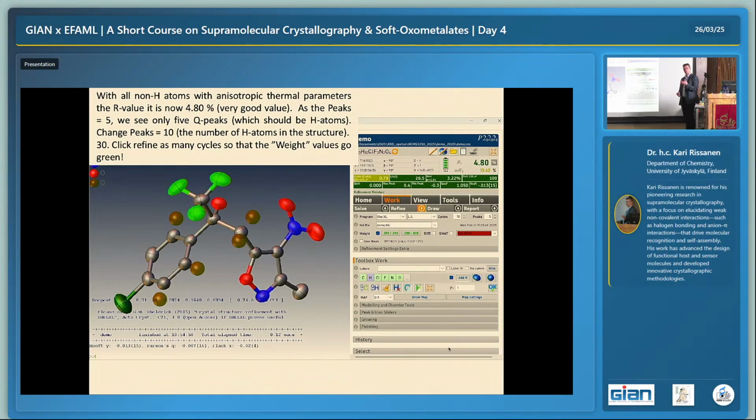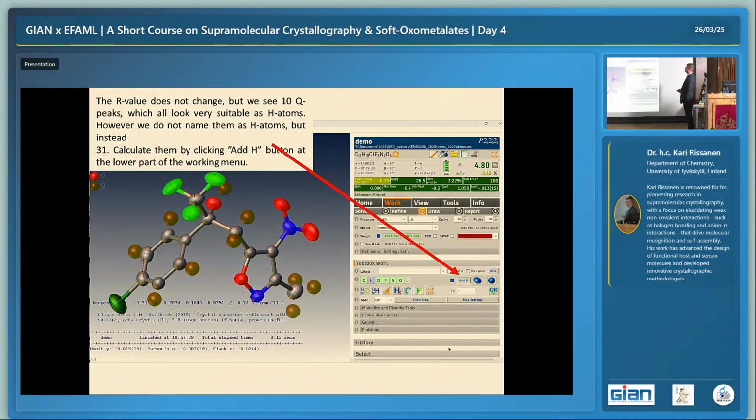So our data is so good that we start seeing the ghost of a hydrogen. Hydrogen has only 1 electron, so it's not very good at diffracting. But we can see, okay, yes, there are peaks. This could be the CH2 hydrogens. So let's do it. We change the peaks to 10, the number of hydrogen atoms in the structure, and then refine. Again, go and refine and click. And now, look what we see. The R value didn't change, but we see 10 Q peaks, which look very suitable as hydrogen atoms.